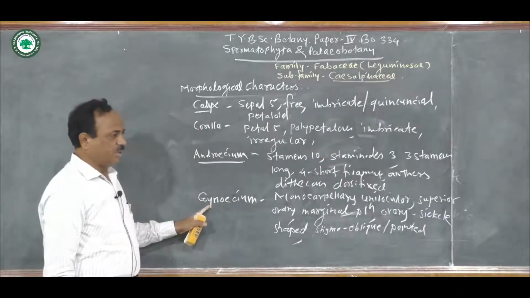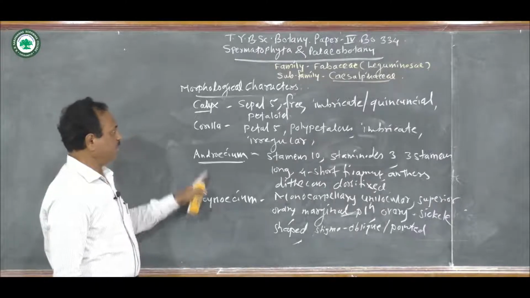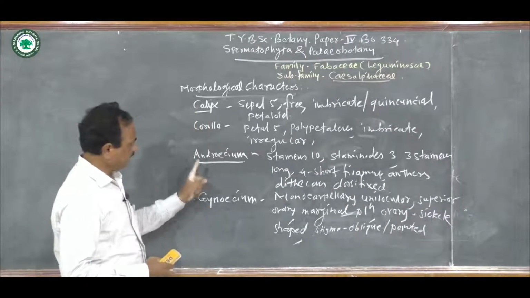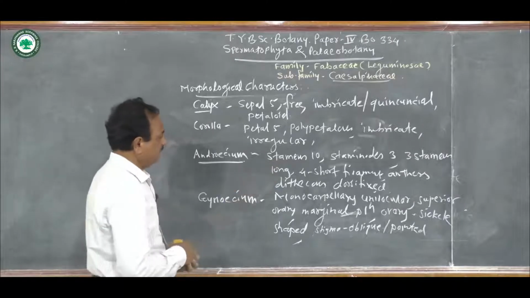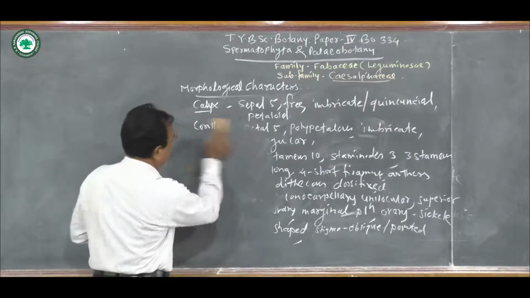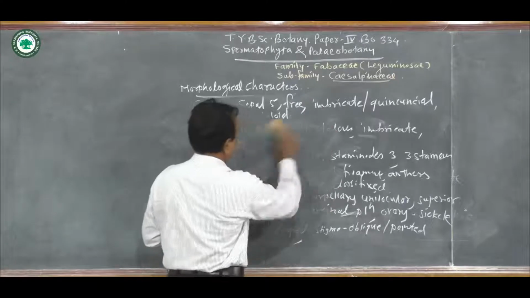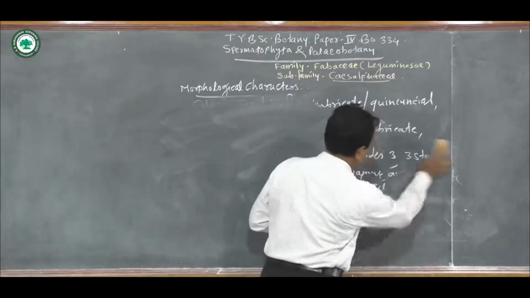So thus here this is about the gynoecium. So thus these are the floral parts. Let us see about these, the types of stamens, then the structure of the flower and the floral parts.